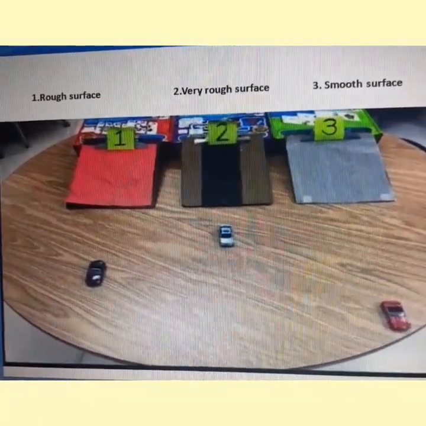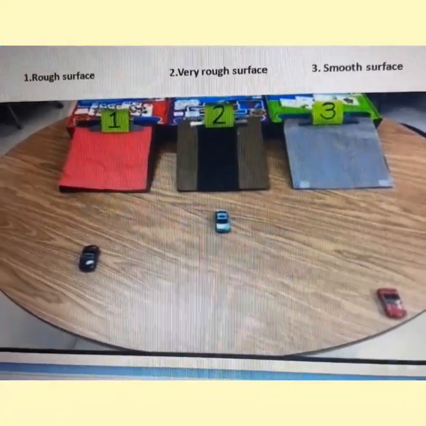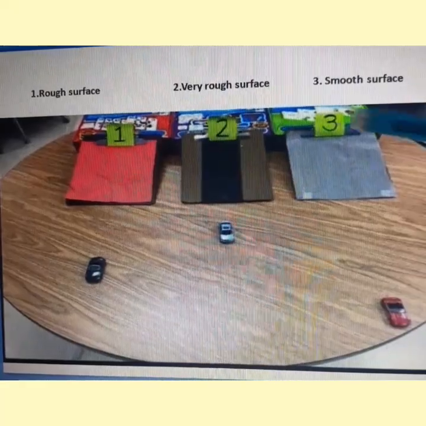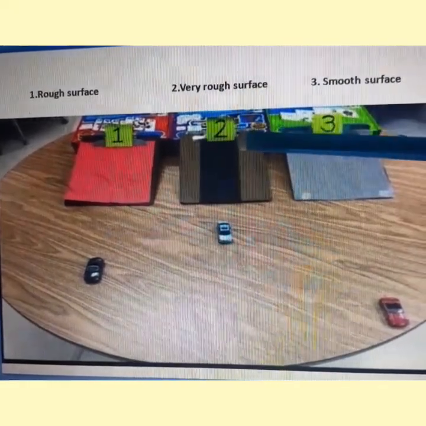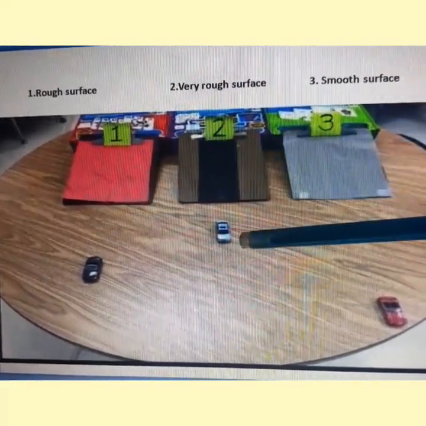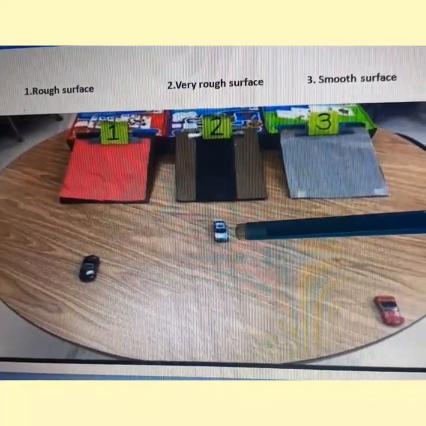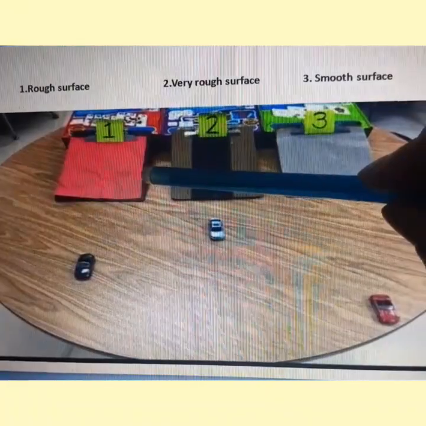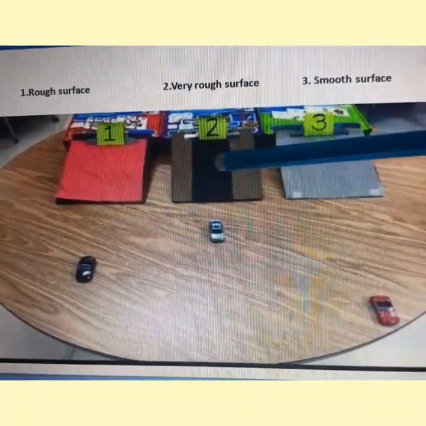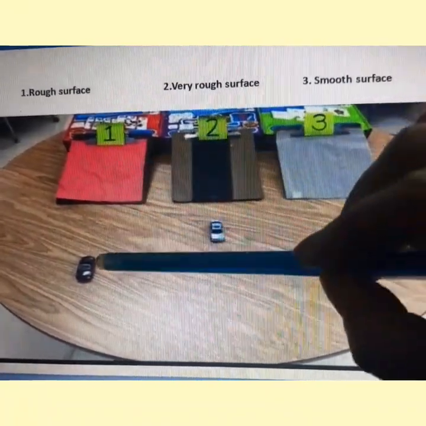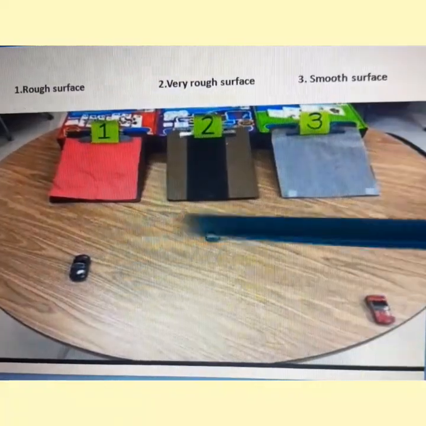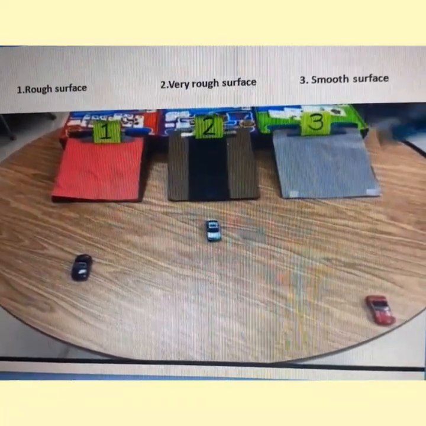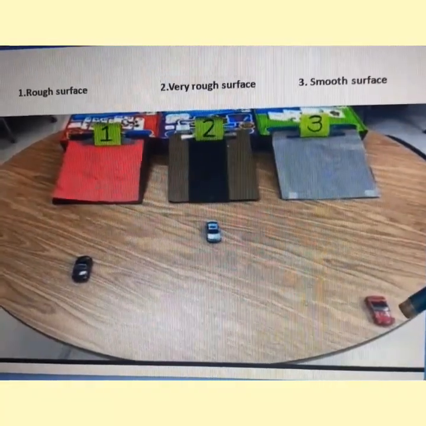When the cars slide on these three different surfaces, you will see that the car which was slid on the rough surface moved a very short distance. Where the surface was rough but not as much as the second one, the car moved a little more. But in the third case, when the surface was very smooth, the car moved the farthest.